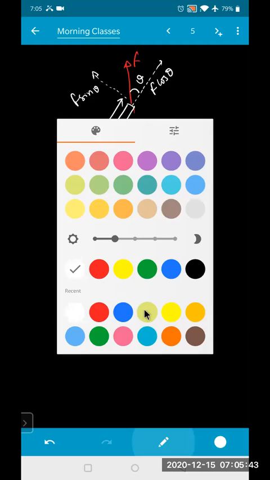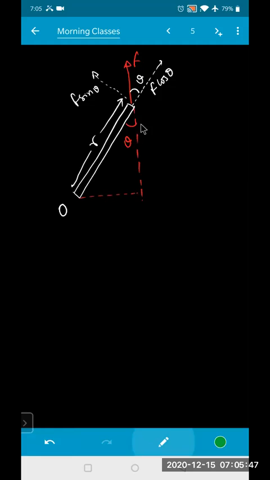Now, if I resolve r, what is the value of r? This side is r cos theta, and this side is r sin theta. So this side is cos theta and this side is sin theta. So the torque of this force F about the point O.